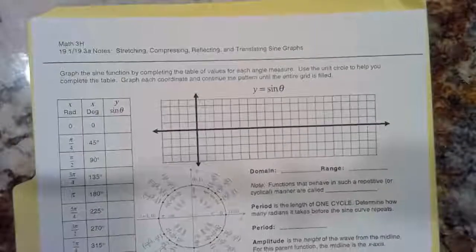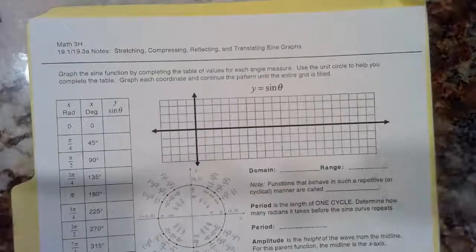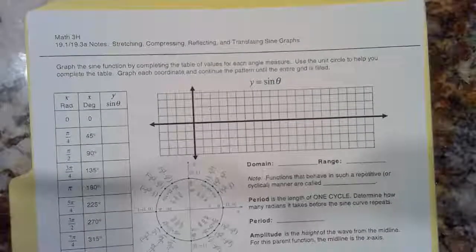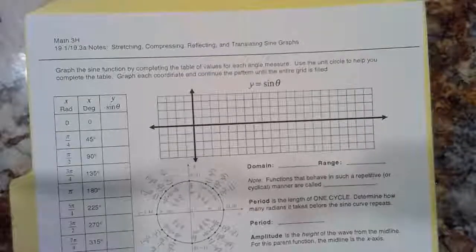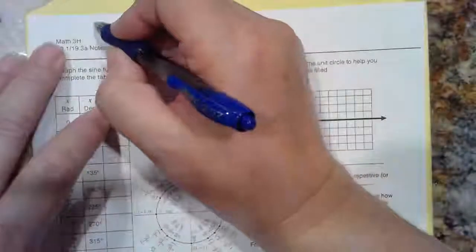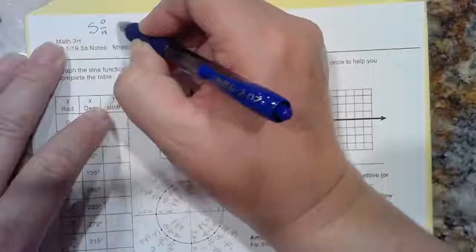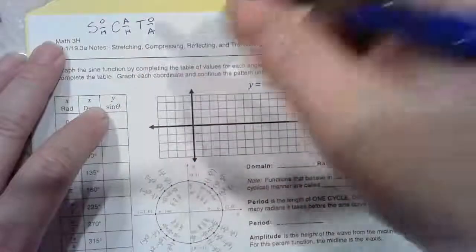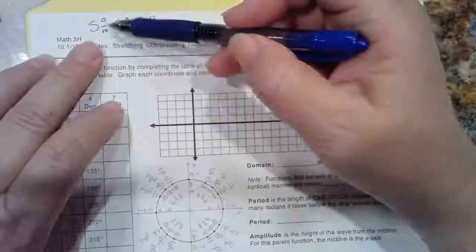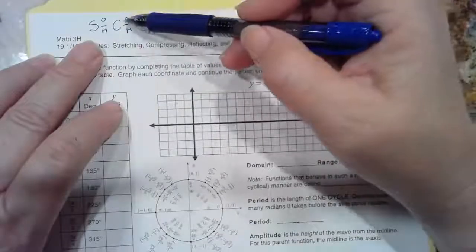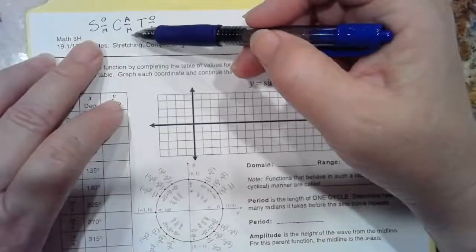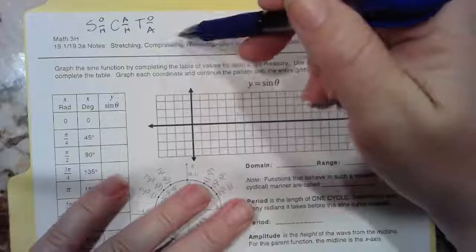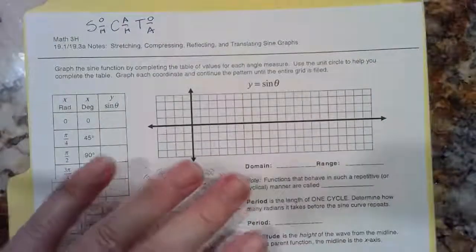So today you're going to learn how to graph, stretch, compress, reflect, and translate sine graphs. In order to do today's lesson, you have to be familiar with SOHCAHTOA. So quickly to review, SOHCAHTOA means that sine is opposite over hypotenuse, cosine is adjacent over hypotenuse, tangent is opposite over adjacent. And of course, that pertains to the reference angle.